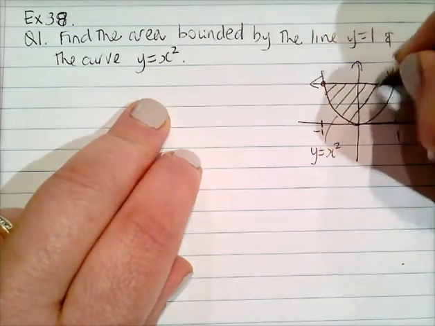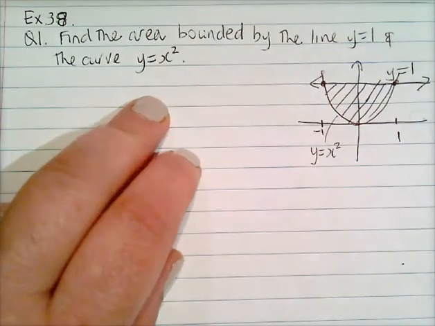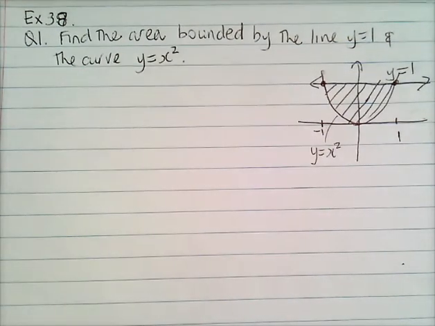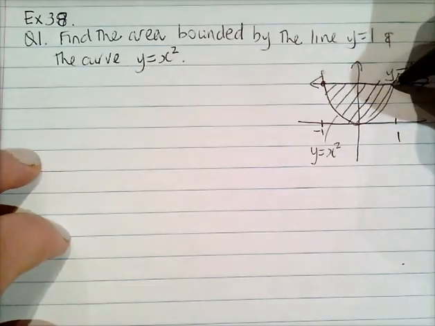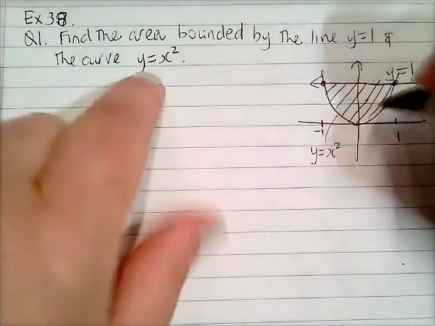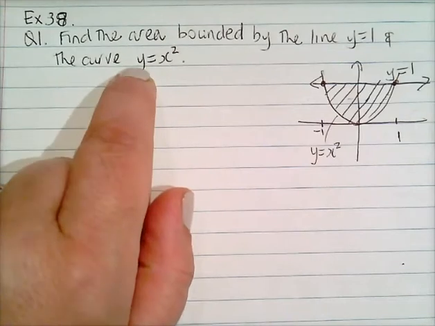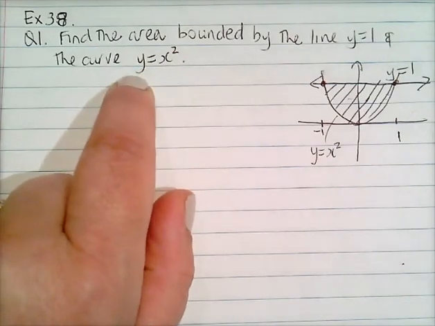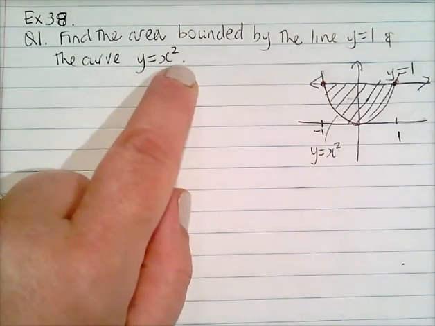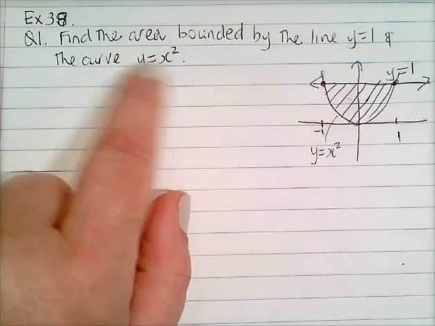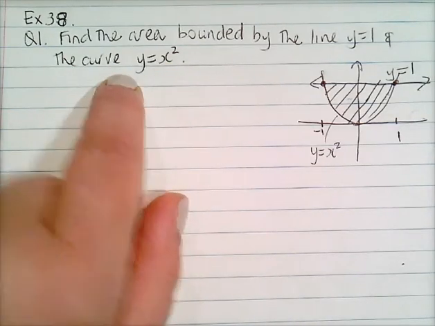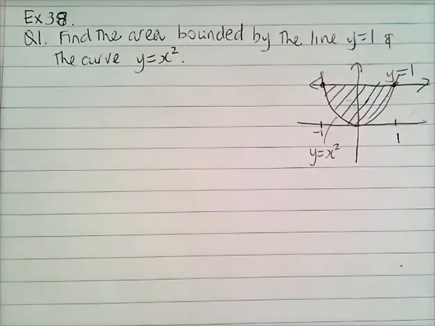Okay? Now, there are two ways in which you can do this question. What I'm going to do is take the approach that if I decide to integrate with respect to the y-axis, then I need to change this function. Instead of y equals x squared, I have to make x the subject of the formula, square root both sides, get x is the square root of y, and then integrate between 0 and 1. That is one way of doing it, and I will do it.